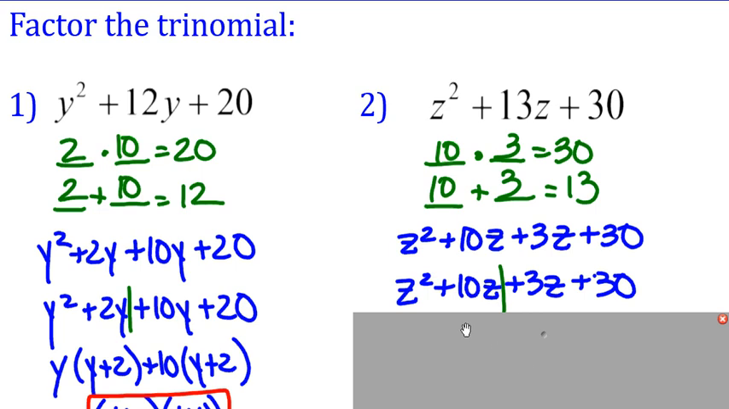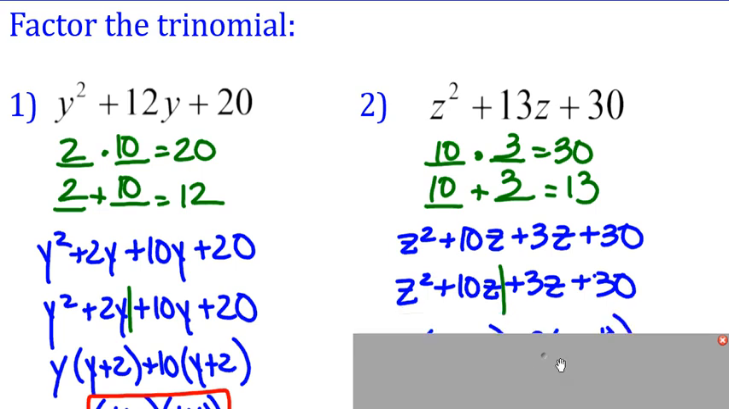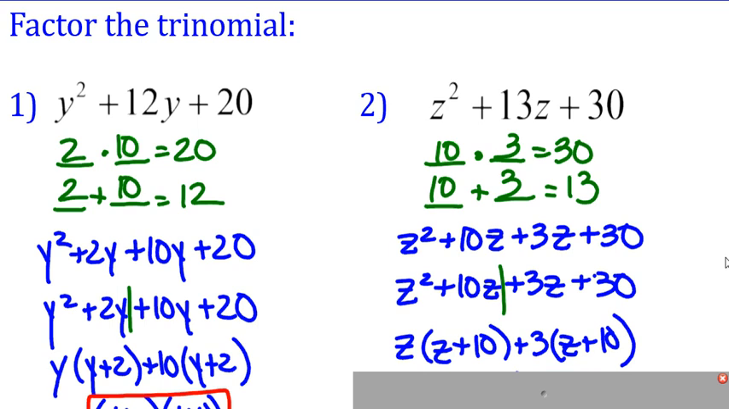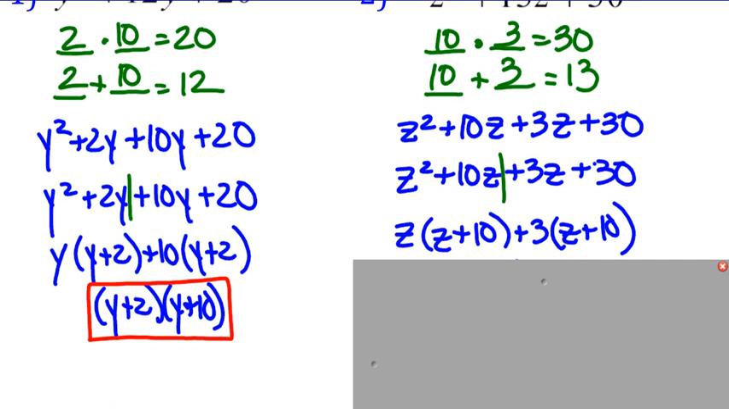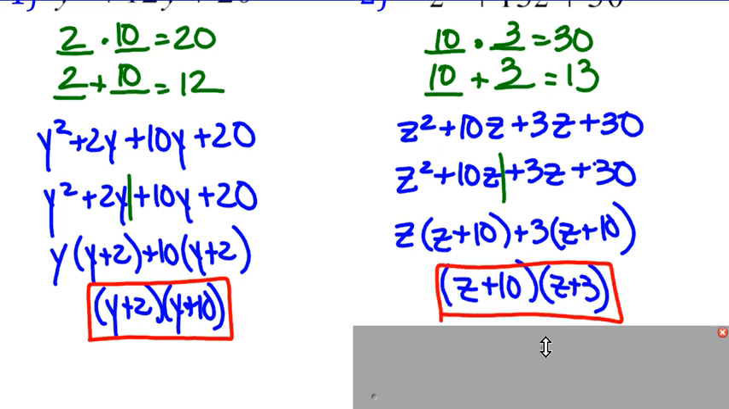The first pair we could divide out a z, the second pair we could divide out a 3. Again, at this point we want to see, are they being multiplied by the same factor? They are, z plus 10, which is being multiplied by z and 3.